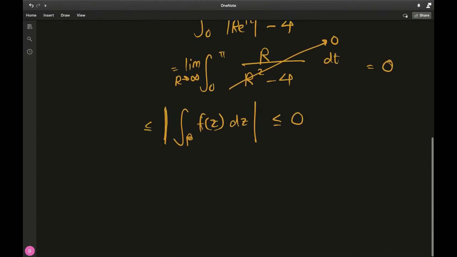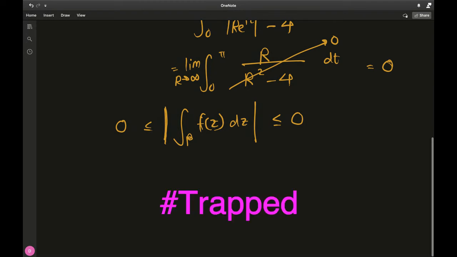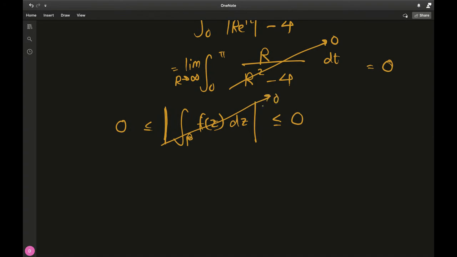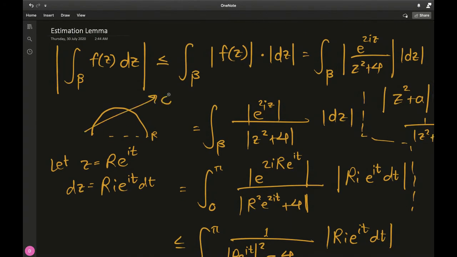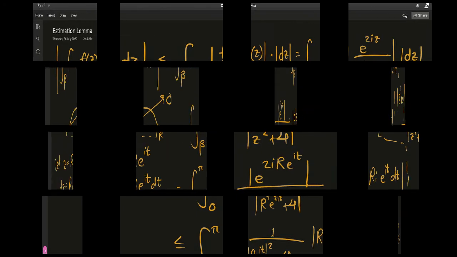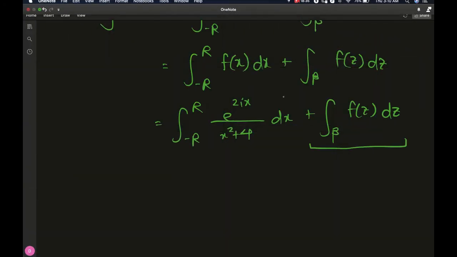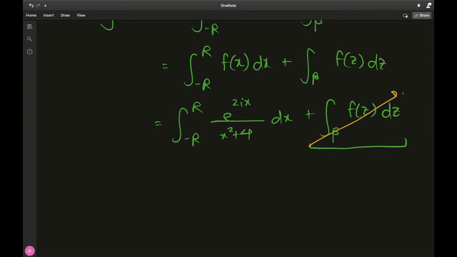But we know that the mod is either 0 or greater than 0. It can never be negative. So the mod of the integral of f of z dz is trapped between these two inequalities, and in order to satisfy both of them, it has to be equal to 0. So our integral over this semicircular path will become 0. Okay, so that means this will become 0.